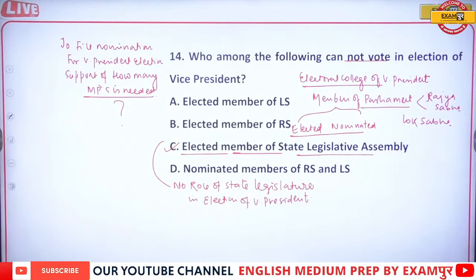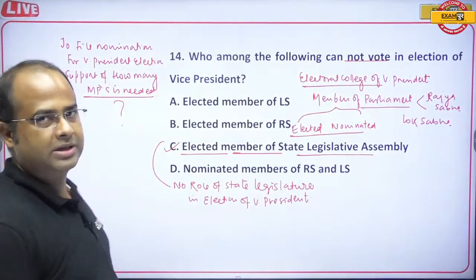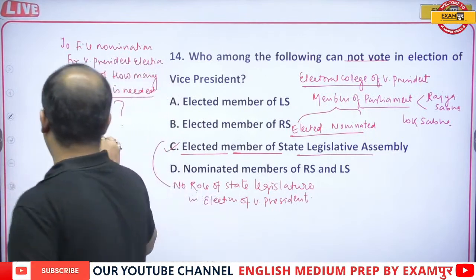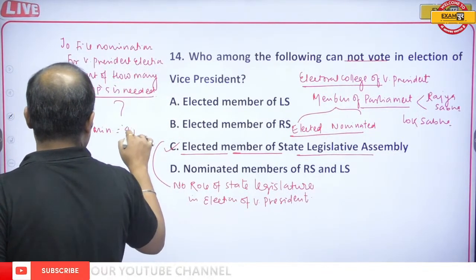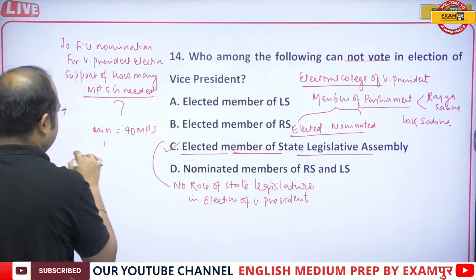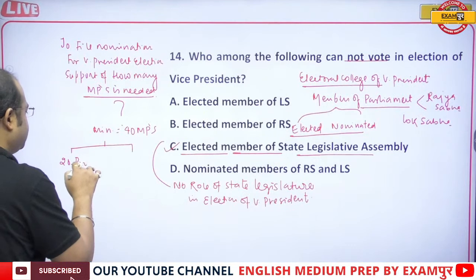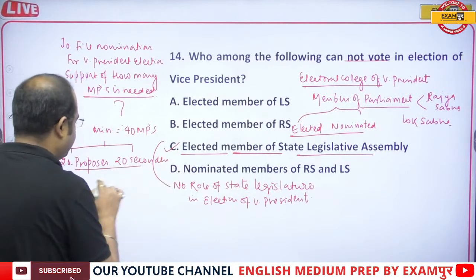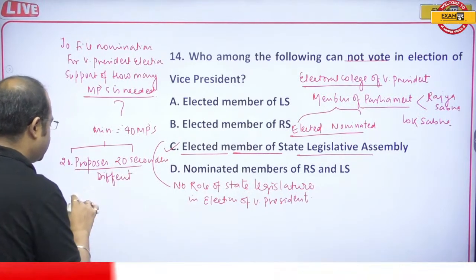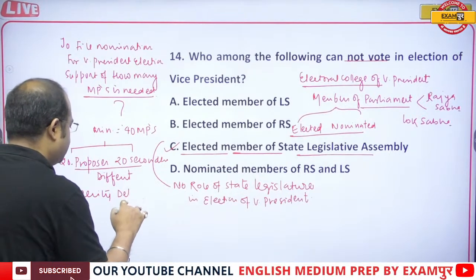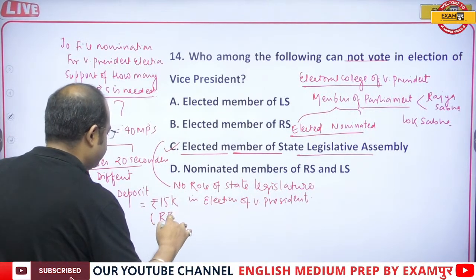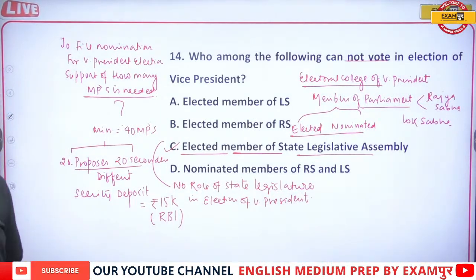Support of how many MPs are needed? Sharwani, you are right, but 40 and 40, that became something wrong. So if you want to contest the election of the vice president of India, you need the support of minimum 40 MPs. Out of this, 20 should be proposers and 20 should be seconders, and both should be different, and the security deposit is 15K in RBI.